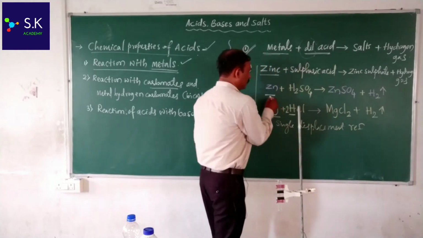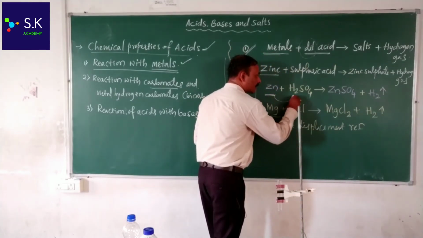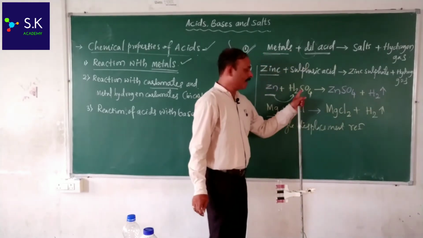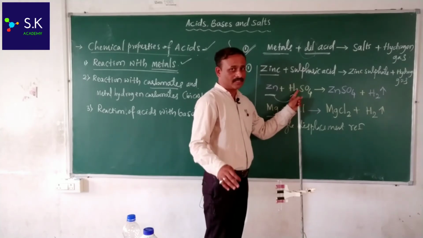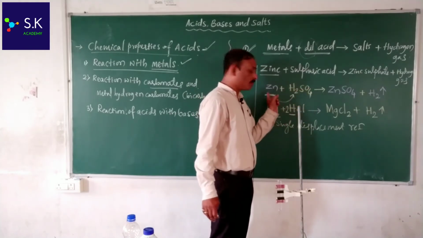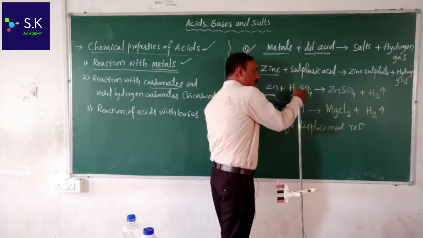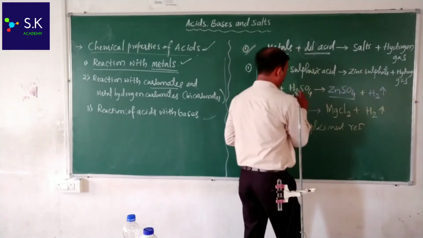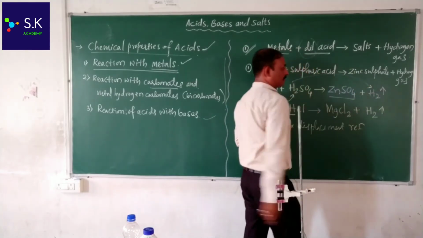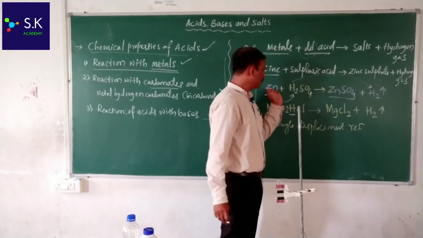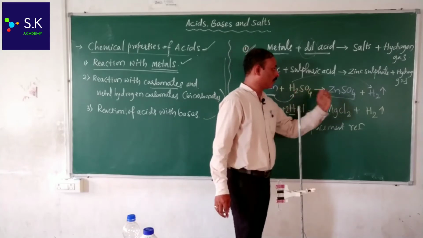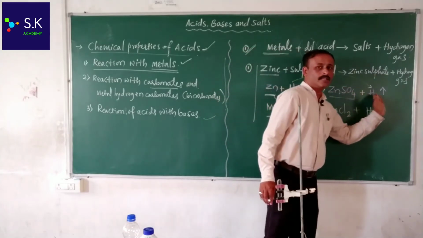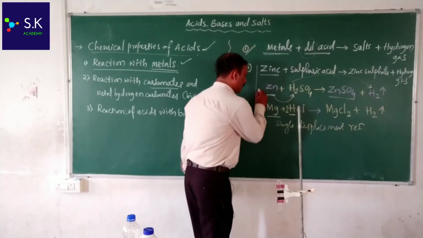I said the metal always displaces the hydrogen from the acids. Acids must contain H+ ions. That is displaced by the metal, and the metal combines with the rest of the part. It produces the salt, zinc sulfate, and the hydrogen gas is displaced outside. So the reaction is Zn plus H2SO4 gives ZnSO4 plus H2 gas. This is the first one.